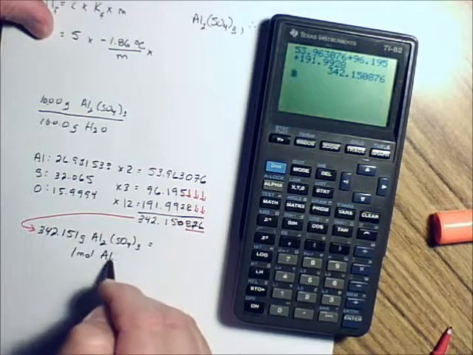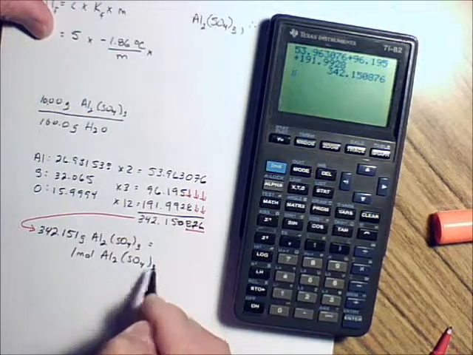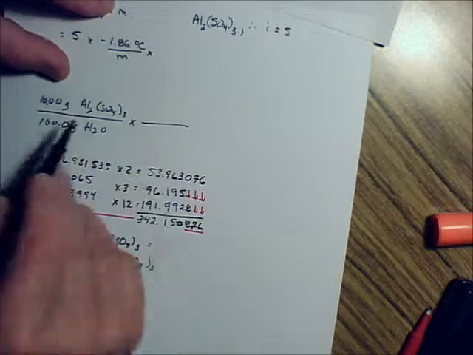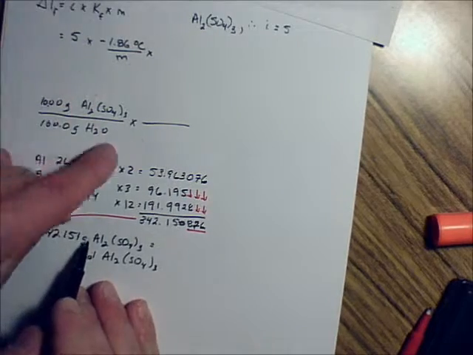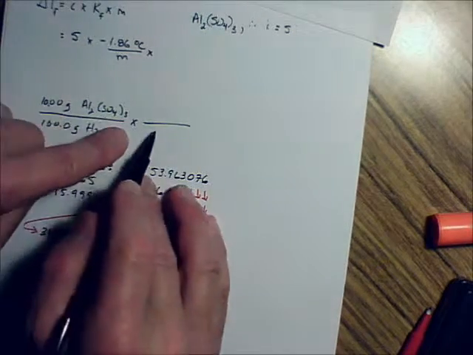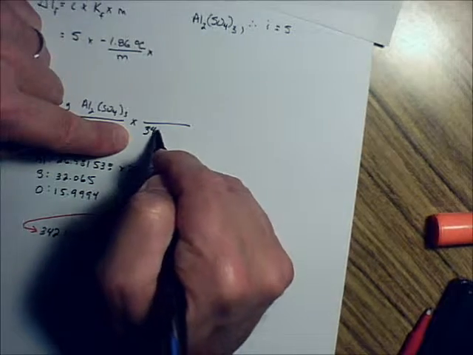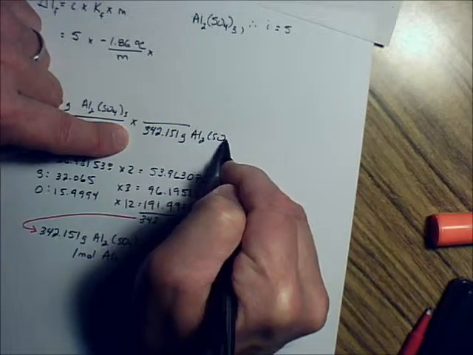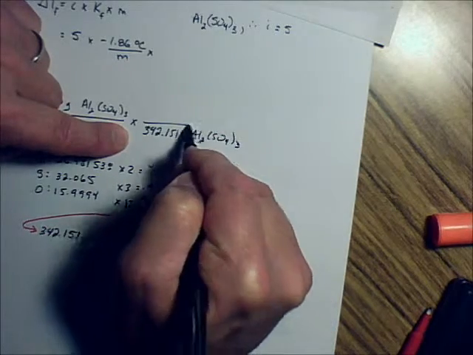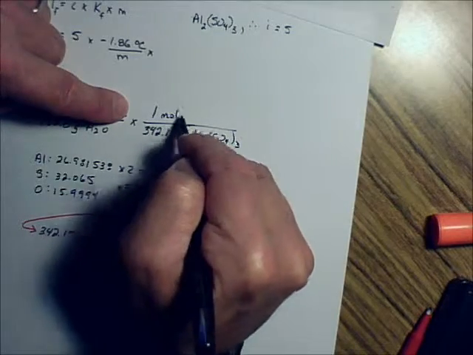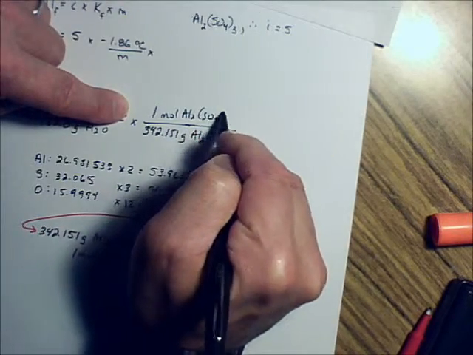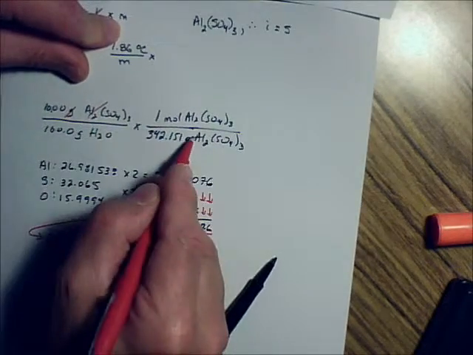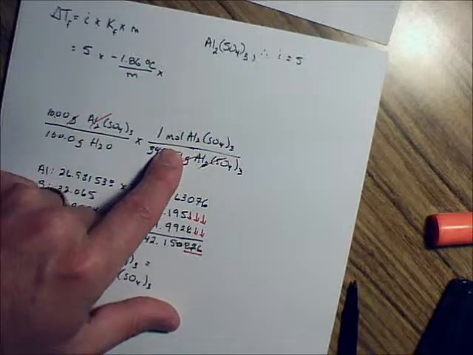Mole of Al2. Okay. So now this equality statement allows me to build the conversion unit I need to convert grams to moles. I'm going to put grams down here on the bottom, moles on top, because I got grams here on the top. I want grams on the bottom. 342.151 grams of aluminum sulfate. And I'm going to put 1 mole of aluminum sulfate on the top. And I can cancel grams and aluminum sulfate. And I can see that I've successfully converted to moles on the top.